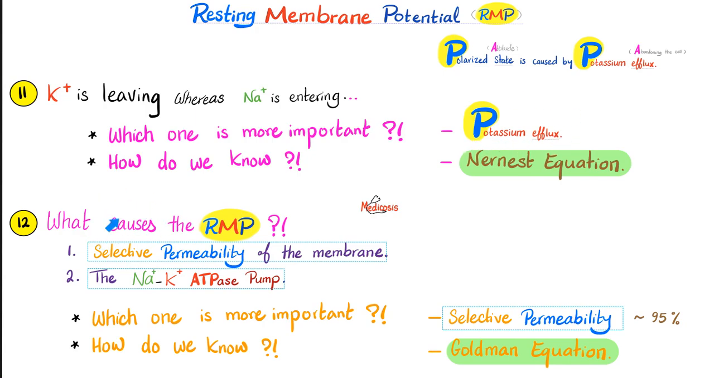What are the forces that cause the resting membrane potential? Selective permeability, and some sodium potassium ATPase pump. Which one is more important? Of course, selective permeability is more important.